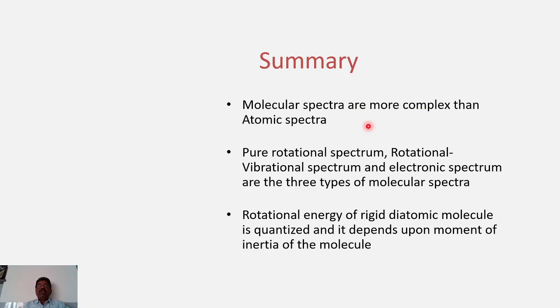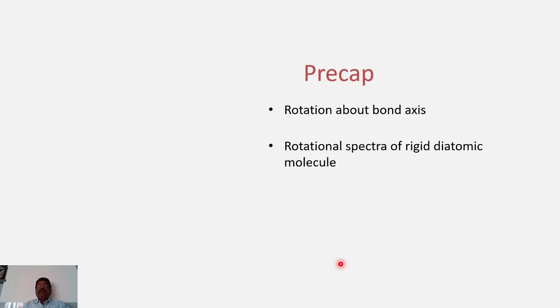So in short, the summary of this lecture: I can say the molecular spectra are more complex than atomic spectra. Then there are three types of spectra: pure rotational spectrum, rotational vibrational spectrum, and electronic spectrum. And finally, the rotational energy of a rigid diatomic molecule is quantized, and it depends upon the moment of inertia of a molecule. In the next lecture, we are going to study the rotation about a bond axis, whether rotation about the bond axis for a diatomic molecule is possible or not, and the actual spectra of a rigid diatomic molecule, because here we have only derived the energy level equation; we are going to study the actual spectra next time.